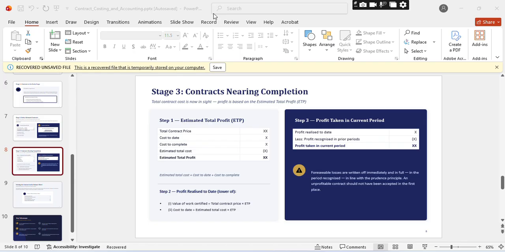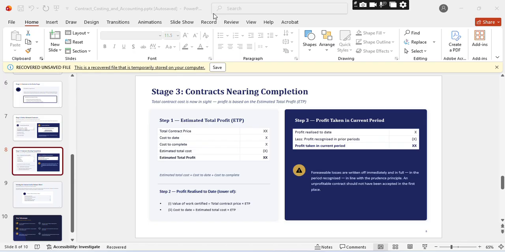Now, for step 3, the profit taken in the current period. How do we determine the profit taken in the current period? The profit taken in the current period is the profit realized to date less profit recognized in the prior period. So the profit that we realized to date after the completion of the contract, and also the profit that we have recognized in the prior period, the difference between both will give us the profit taken in the current period.